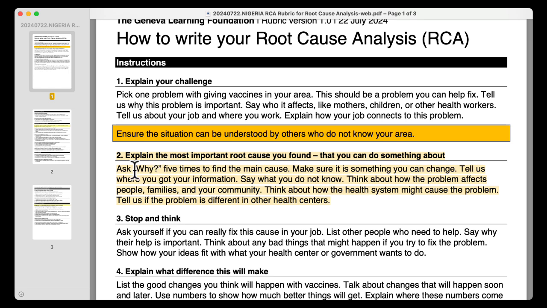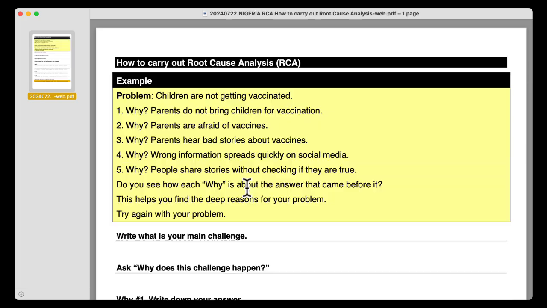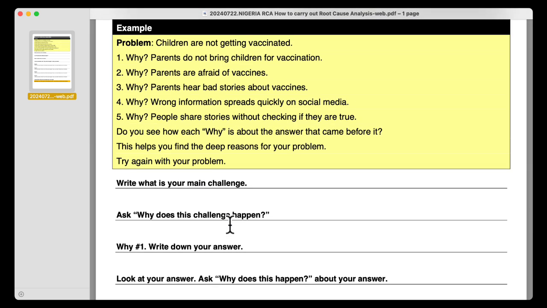that you can do something about. So this is where the 5 whys come in. So we can go to the guidance here for the 5 whys. And there's a single page document called How to Carry Out Root Cause Analysis. Make sure you don't just answer why 5 times. That's not what it's about.